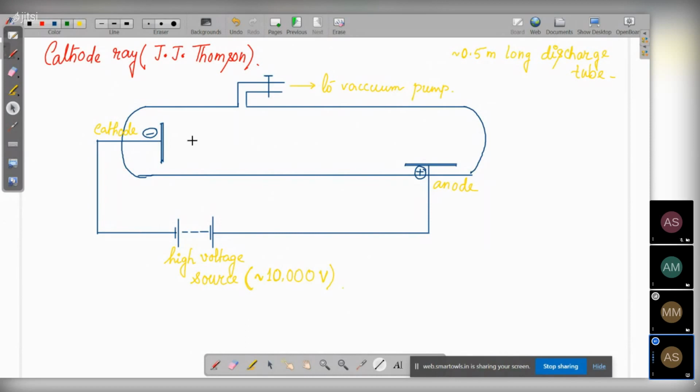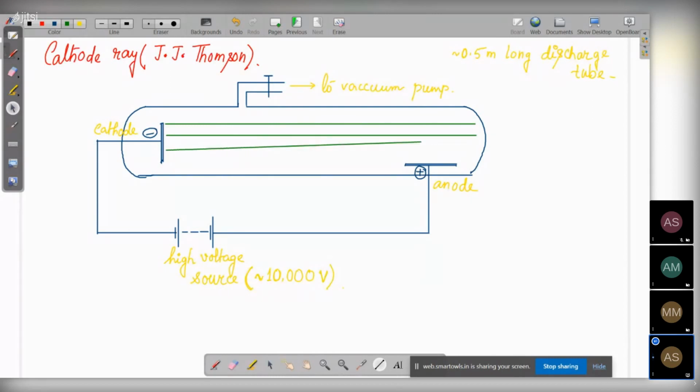And he concluded there must be something, because the circuit is not joined, which is flowing from the cathode and going towards the anode. So this is what he concluded. There must be something originating from the cathode and going towards the anode in a straight line, traveling with a very high velocity.